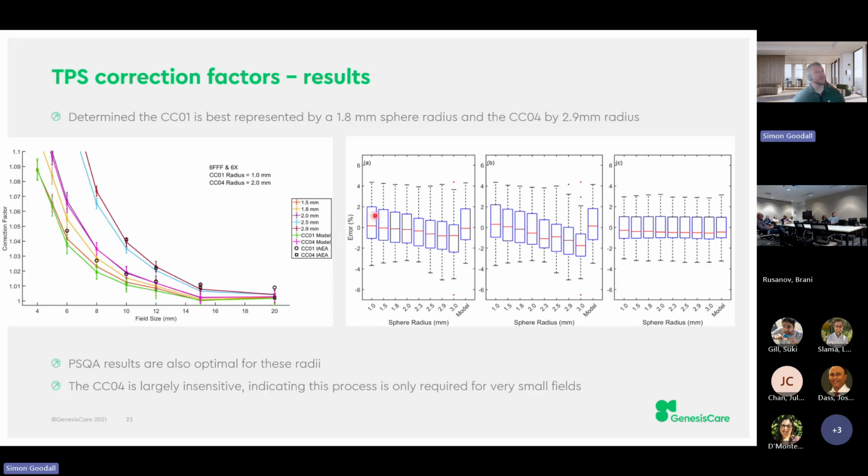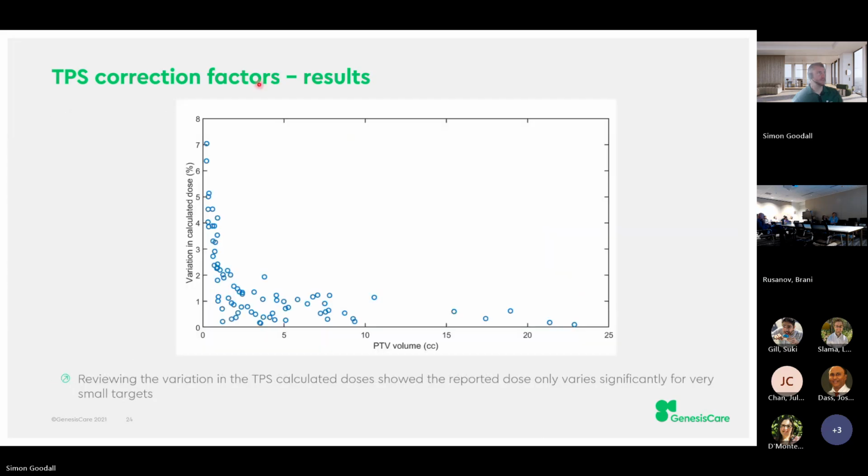We then went back through, we had just over 80 cases that we'd measured, and we looked at the agreement between the measurement and the calculation, depending on the different sphere size. And we did see again that the mean, or the median in this case, difference in measured dose is optimal at this 1.8 sphere size. So this confirmed our approach for using that detector size during patient-specific QA.